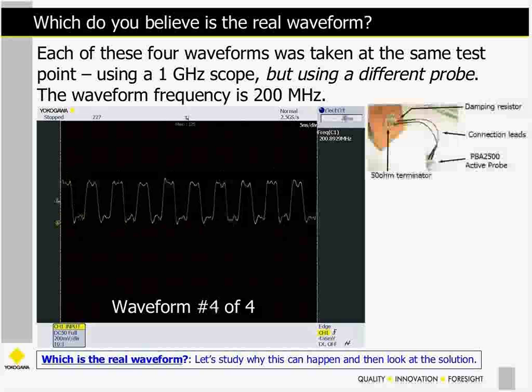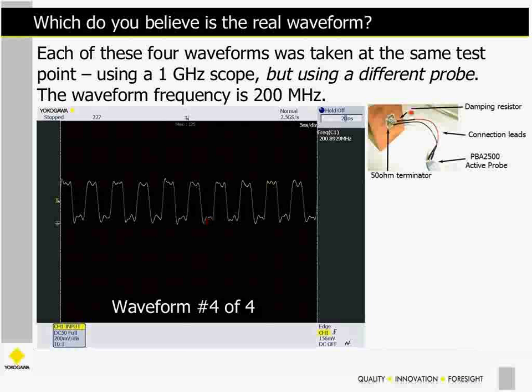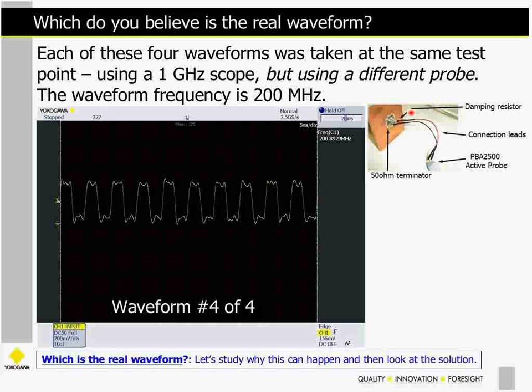And waveform number 4. This one looks quite a bit like a square wave. What I've done here is add a damping resistor, which you're going to learn about today. Otherwise, this is the same 2.5 gigahertz active probe, and then a pair of leads that are actually quite long. I mention that because that will play some role. And I have a damping resistor here.